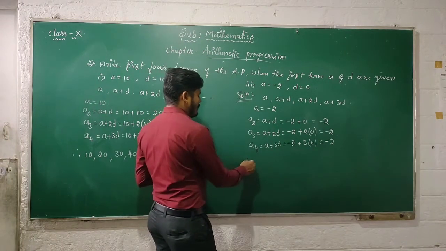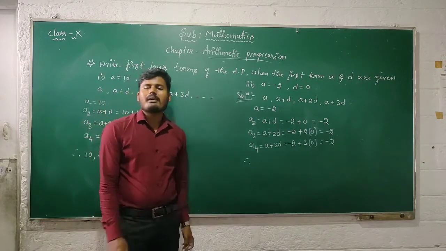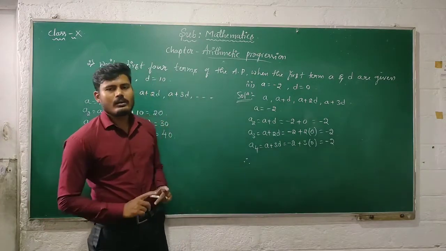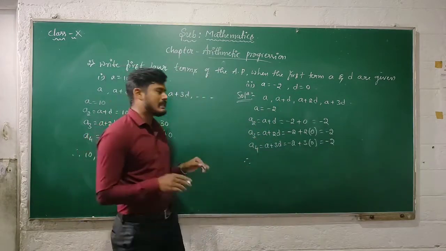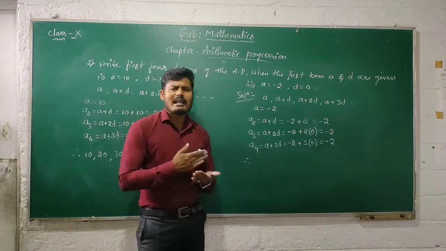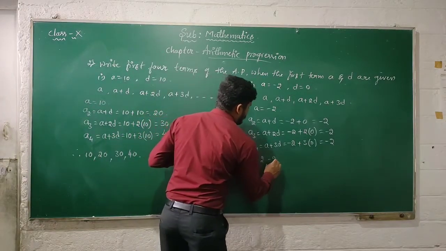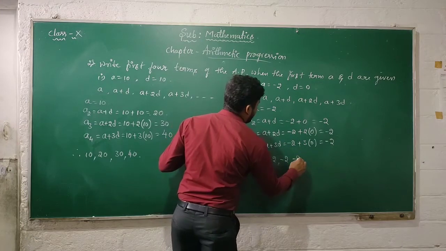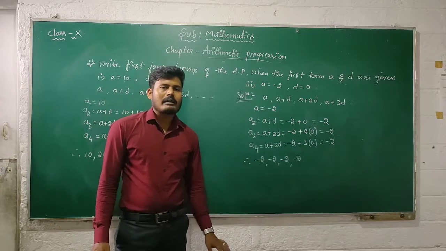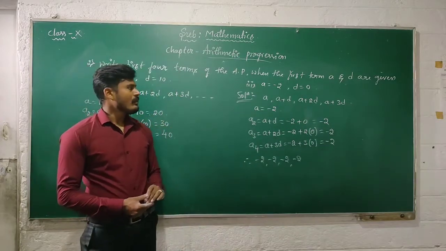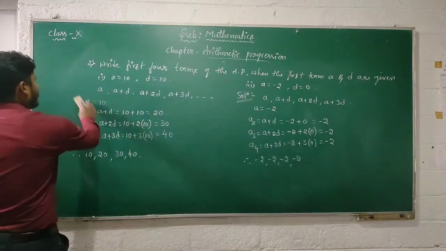I already told you in the previous class, if the common difference of any AP is equal to 0, then that AP remains the same, or it has the same kind of numbers. So minus 2, minus 2, minus 2, minus 2 are the first 4 terms, or any first terms, of an arithmetic progression. So these are two questions. Then going on to the remaining questions.